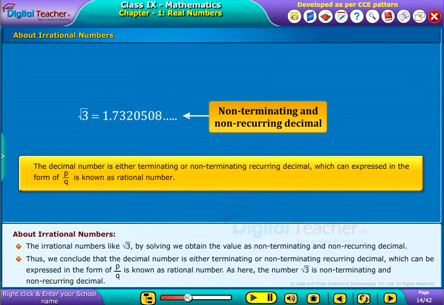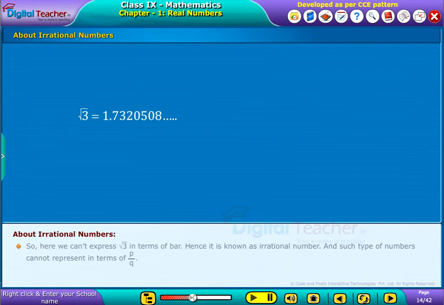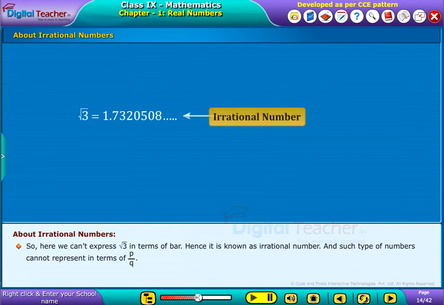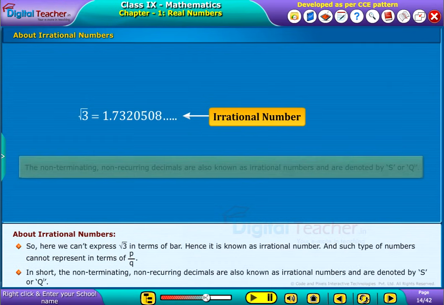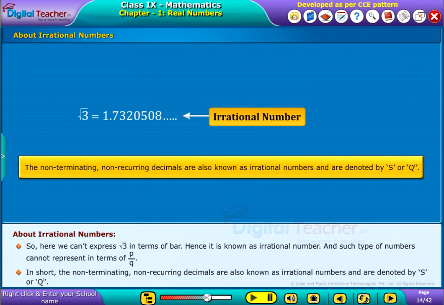As here, the number root 3 is non-terminating and non-recurring decimal. So, here we can't express root 3 in terms of bar, hence it is known as irrational number. And such type of numbers cannot be represented in terms of p by q. In short, the non-terminating, non-recurring decimals are also known as irrational numbers and are denoted by S or Q dash.